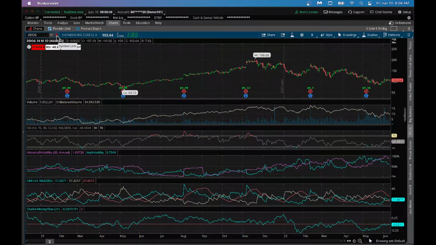Look, Datadog right now IV percentile is 59. I like it when IV percentile is high. And look, we got implied volatility right here, the blue line. It's around 59% or so, and it's trying to tick up, as you can see. So I'm pretty much comfortable with this one. I've been selling put options on Datadog for a long time.